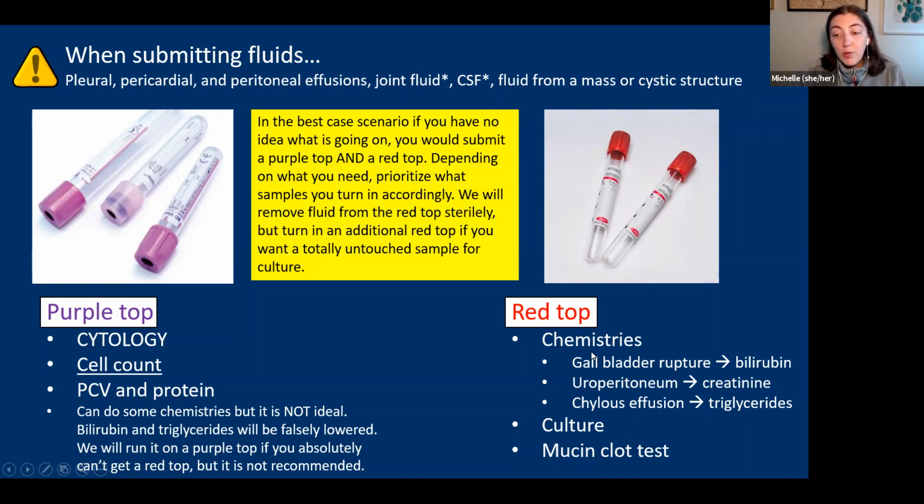And then chemistry. For looking for gallbladder rupture, uroperitoneum, or chylous effusion, we can run bilirubin, creatinine, and triglycerides respectively, and compare them to the serum chemistry. So you have to have both that were done at about the same time. It can't be like, oh, I ran serum 2 days ago, can we compare it to that? No, you cannot. There are some chemistries that we can run on the purple top, but it's not ideal. It will affect the values, and we're comparing it to a serum sample. So there's a little bit of not direct comparison there.